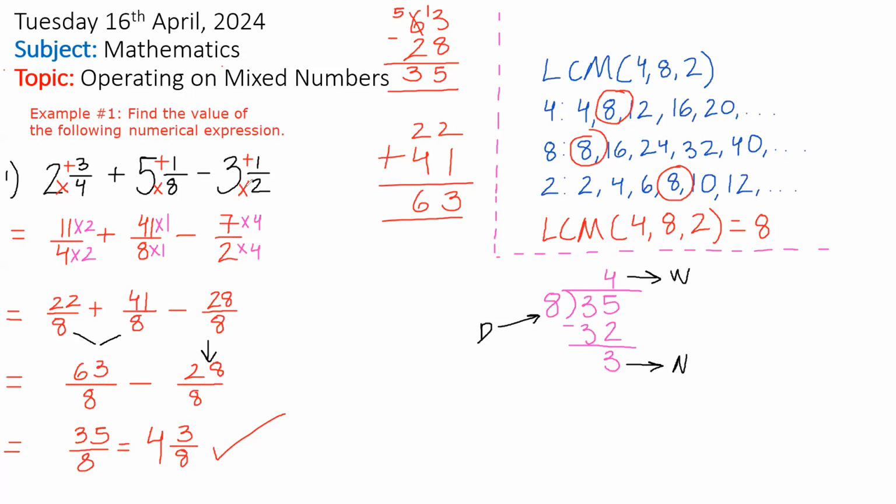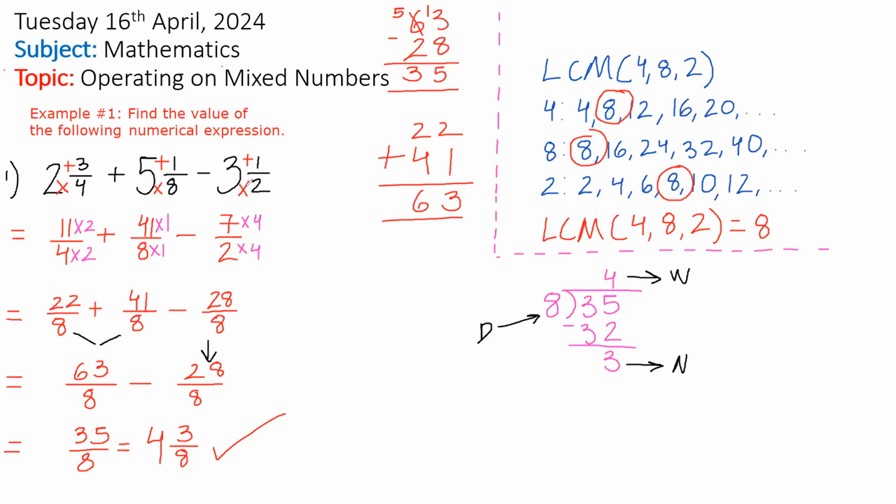Then we have to change the denominator and find the lowest common multiple. And the lowest common multiple is 8. So we do 4 times 2, which equals 8. And whatever you do to the bottom, you have to do to the top. So we have to do 11 times 2, and we bring it down and it equals 22 over 8. Then we do 8 times 1 equals 8, and 41 times 1 equals 41. And then we do 2 times 4, which equals 8, and 7 times 4, which equals 28. We just bring it down and now we get to answer it.